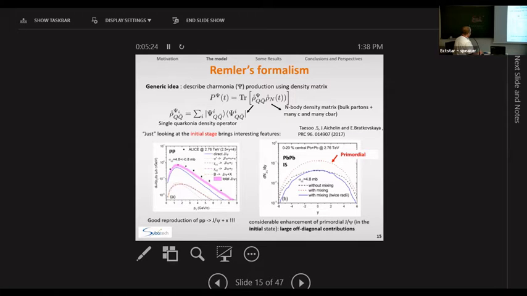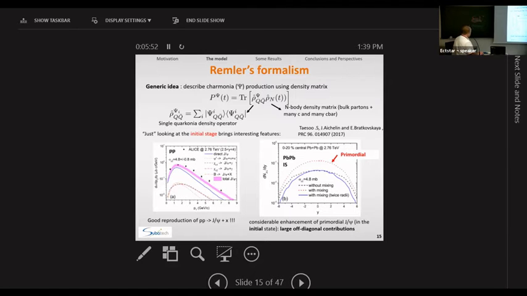And the idea here is to start directly from the basic equation, which is the probability to find a J/psi at time t, which you take as being directly the trace of this J/psi operator, traced out with the n-body density that includes both partons as well as many c and c-bar in your system.